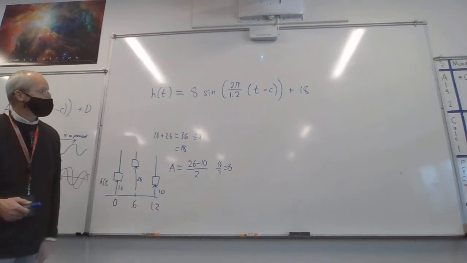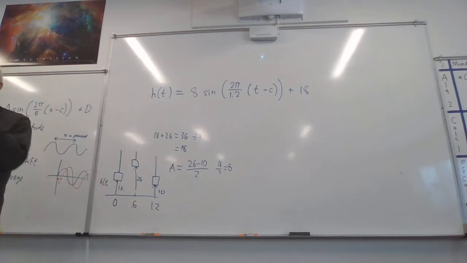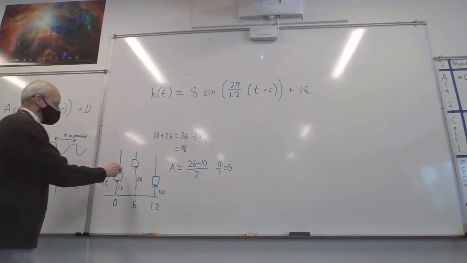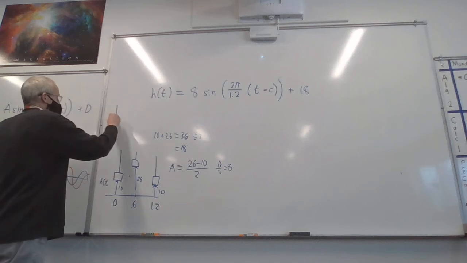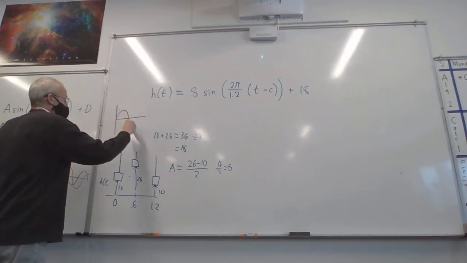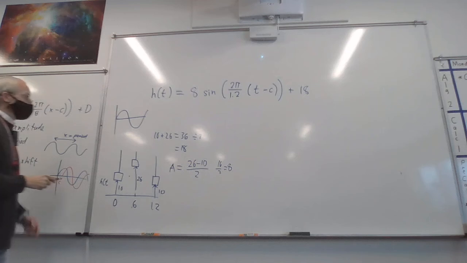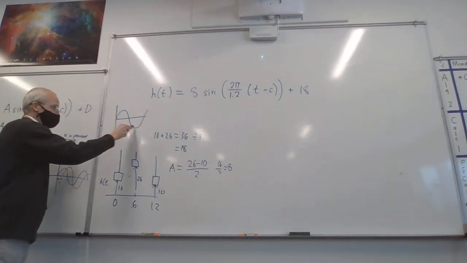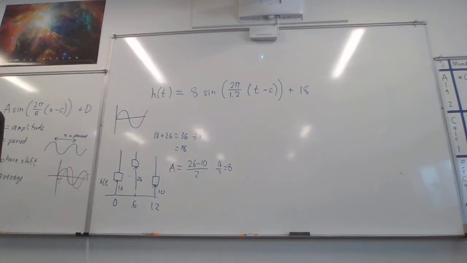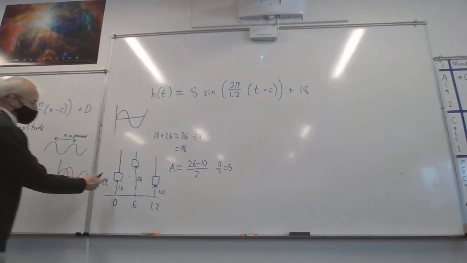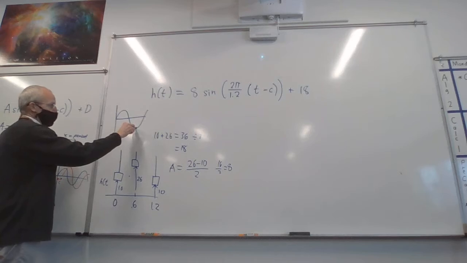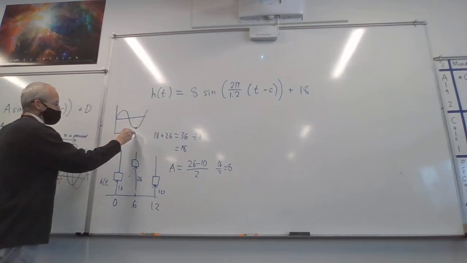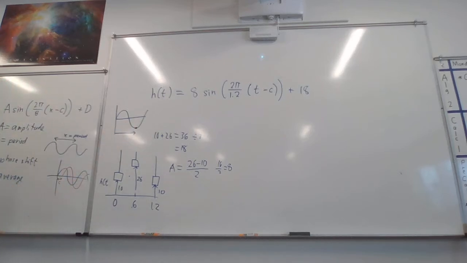0.6, 1.2. Now, what about the phase? The phase is always from the middle. A normal sine wave starts in the middle. A normal sine wave starts right here and goes up equally. But ours isn't starting in the middle. Ours is starting at a trough. We're starting at the bottom. We're starting on the low point. So we are this far out of phase.